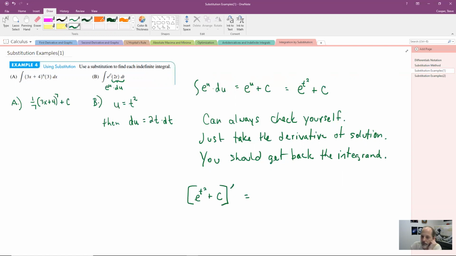Okay, so here I'll have to use the chain rule. Outer e to the t squared is e to the t squared, and then inside I've got to take t squared, and that becomes 2t. And then any constant is 0. And this matches the integrand. So just like you can check subtraction with addition, you can check integration with differentiation.